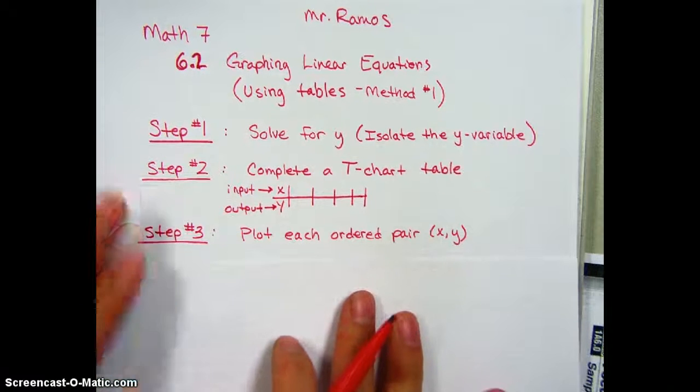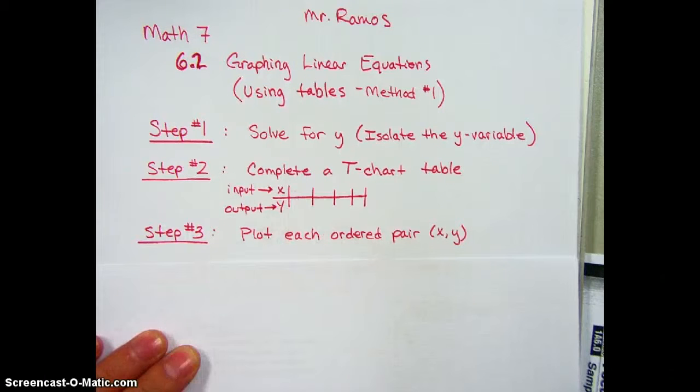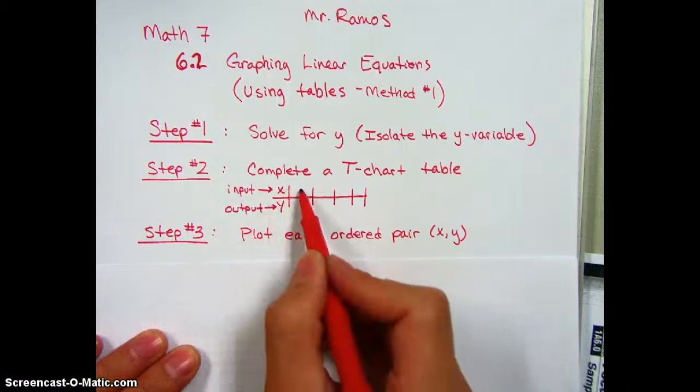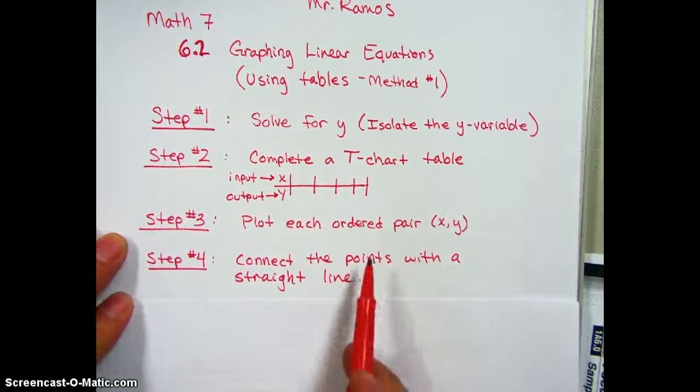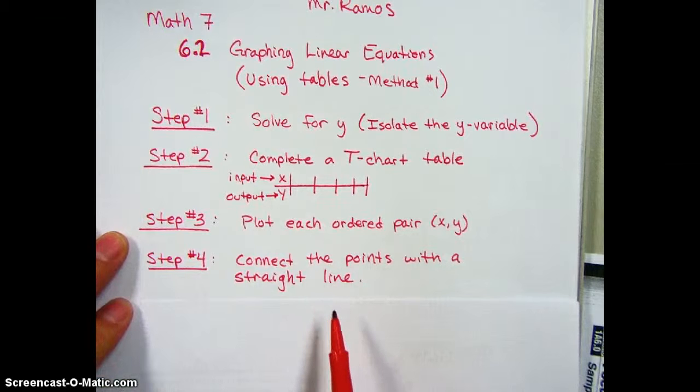Step 3 is to plot each ordered pair. So once you have your answers there, you'll have an ordered pair, an x and a y. And then once you plot that on a graph, you will connect the points with a straight line, and that is the graph of your line.